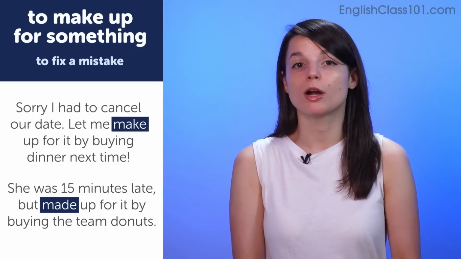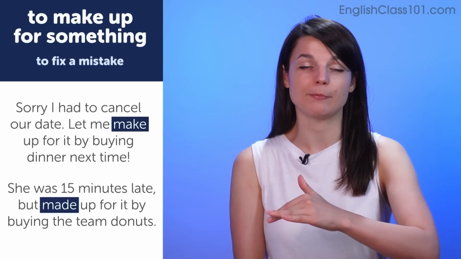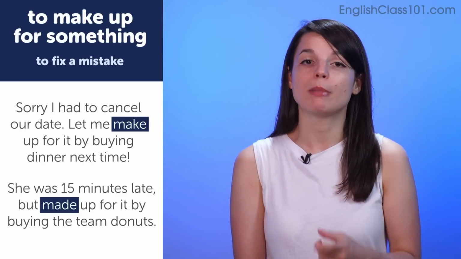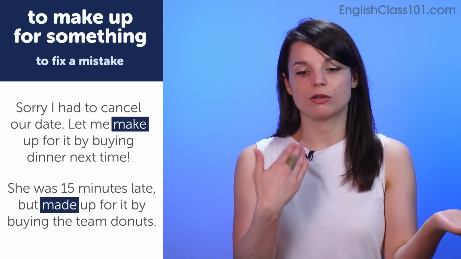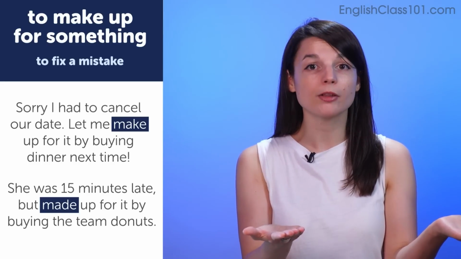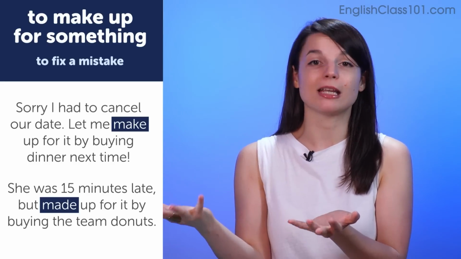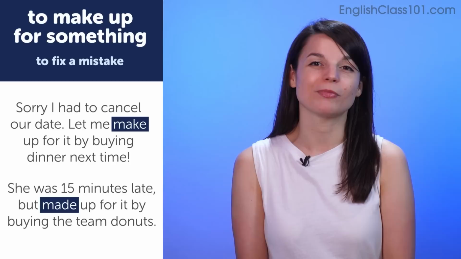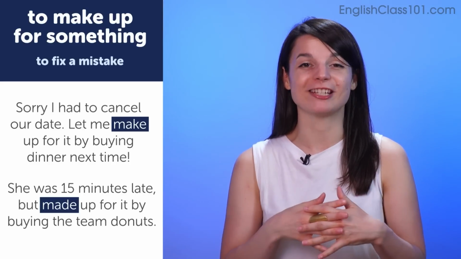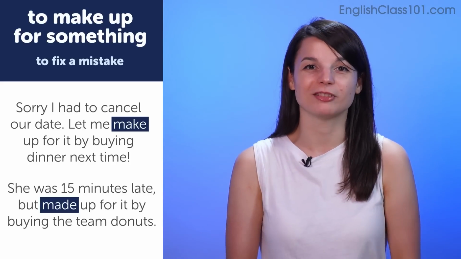Let me make up for it by buying dinner next time. In the second example sentence, by buying donuts for the team. So we introduce the mistake, we introduce the desire to repair the mistake, and the fixing behavior there. So make up for something by doing something else. We can combine all of these together to fix mistakes, hopefully. Okay, so those are hopefully a few new ways that you can use the verb make.